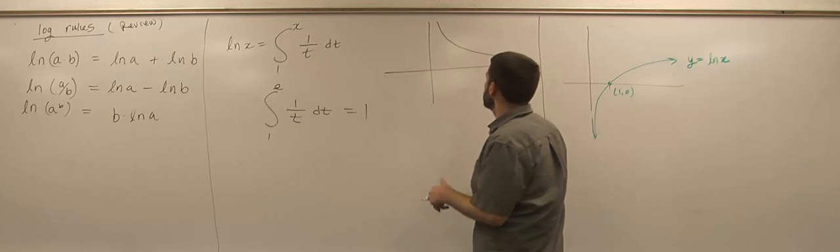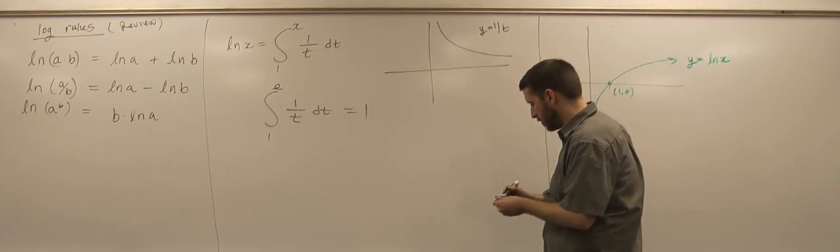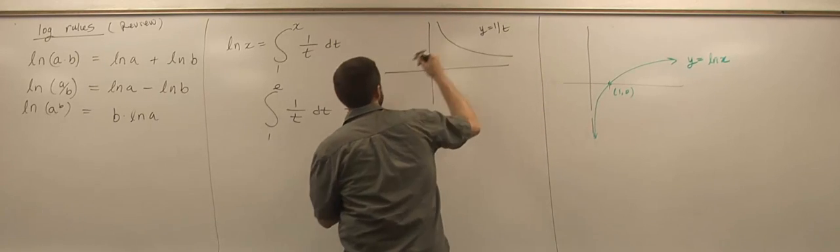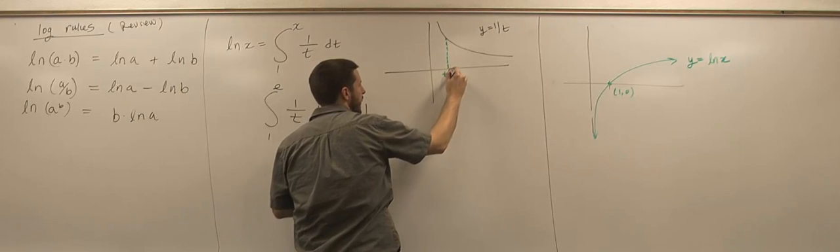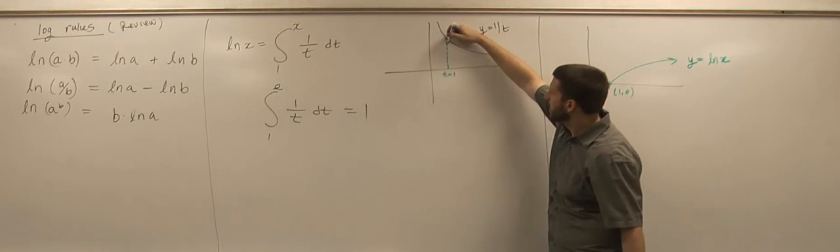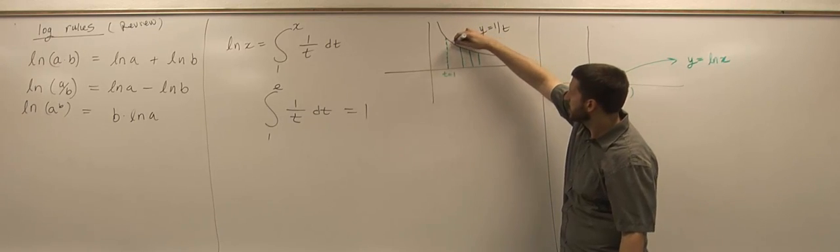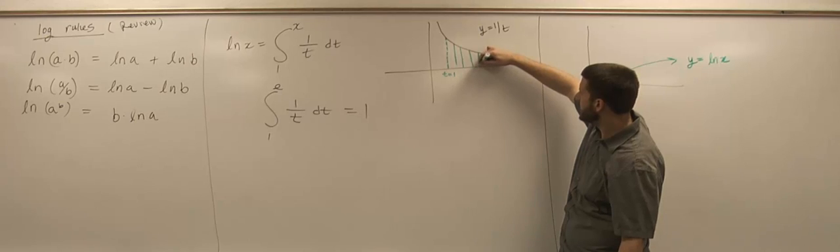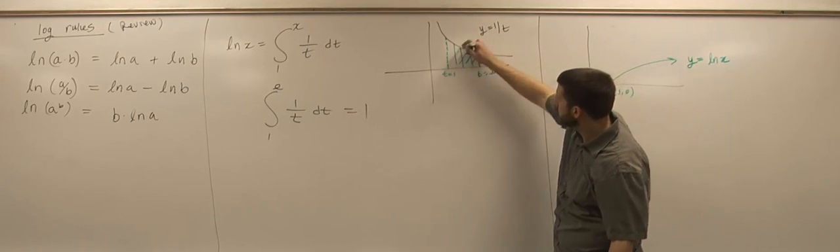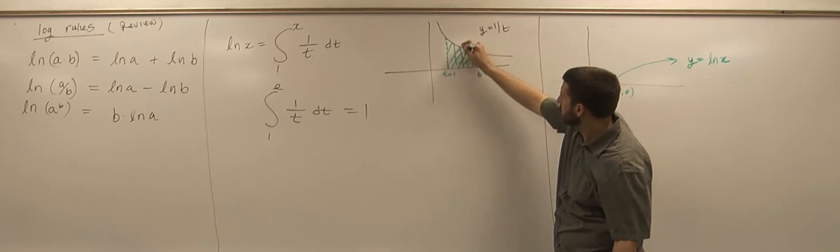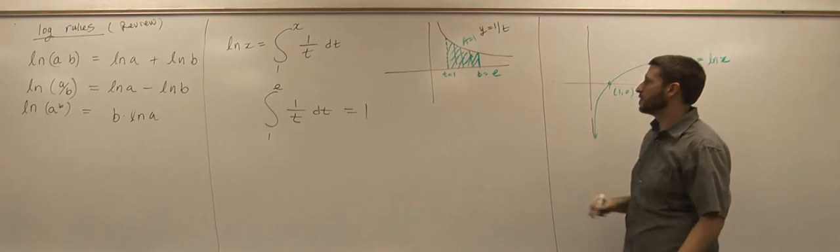So here's 1 over T. Because my area is always increasing, and I start at T equals 1 having 0 area, my area is going to keep getting bigger, and as soon as I get to an area that's equal to 1, I'm going to call that number E. So as soon as you get this area in here equal to 1, the x value is going to be called E.